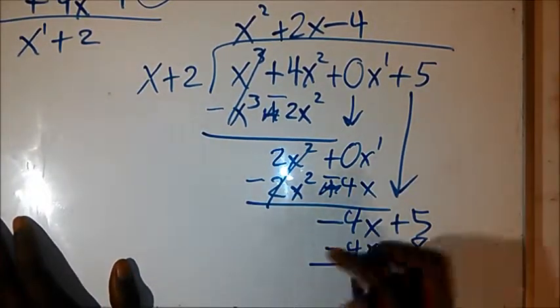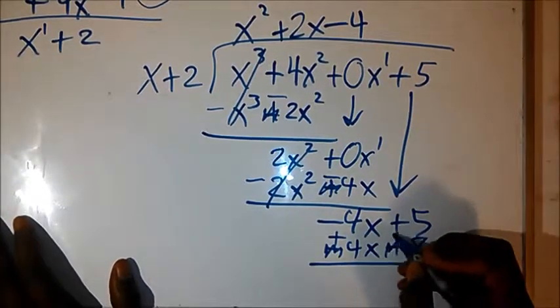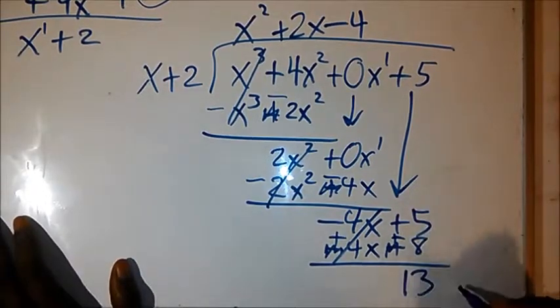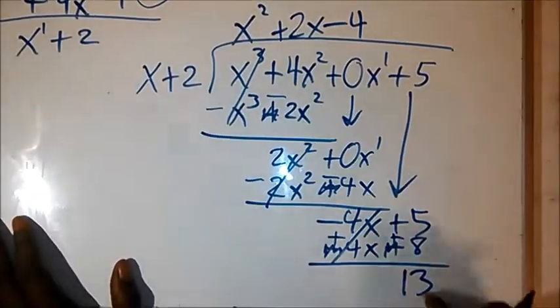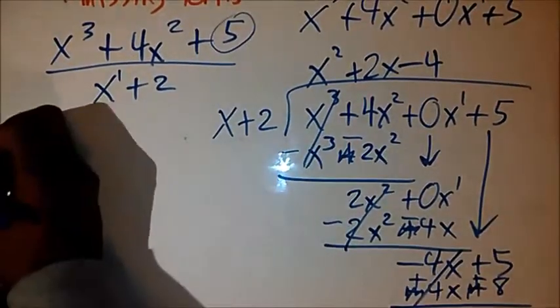This is negative, it's going to become positive. This is negative, it's going to become positive. That cancels out. 8 plus 5 is 13. What times x equals 13? Nothing. So we're done. And we're going to write it in this way.